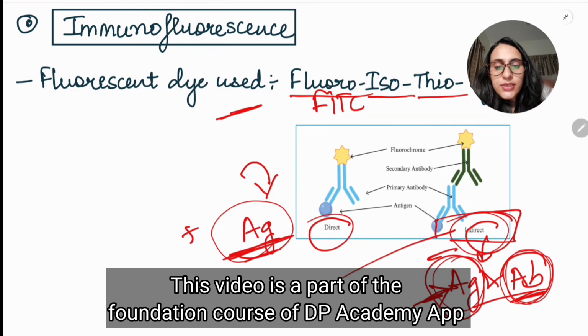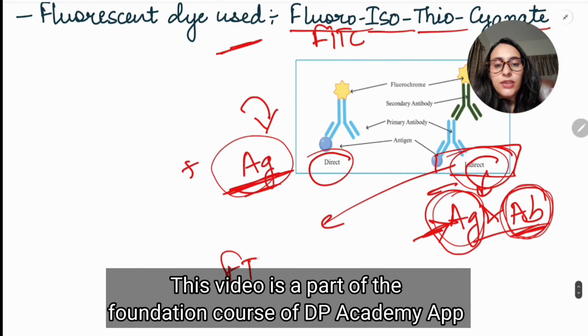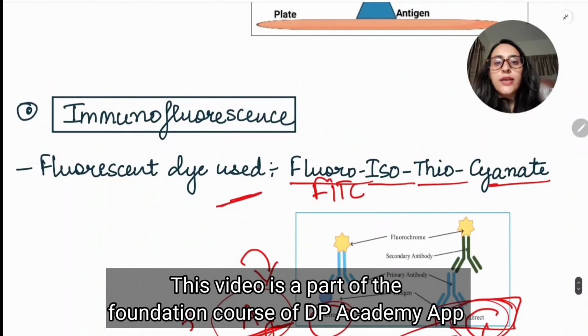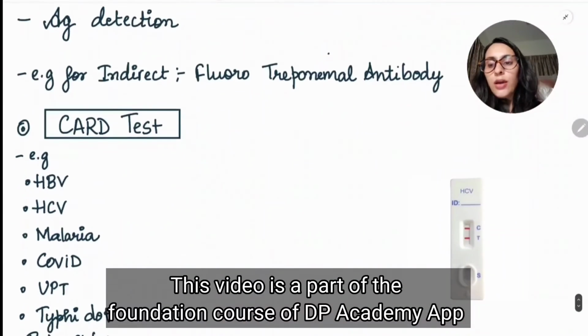So an indirect immunofluorescence example is FTA-ABS, that is fluorescent treponemal antibody absorption, for detection of treponemal antibodies. So this is direct and indirect immunofluorescence.